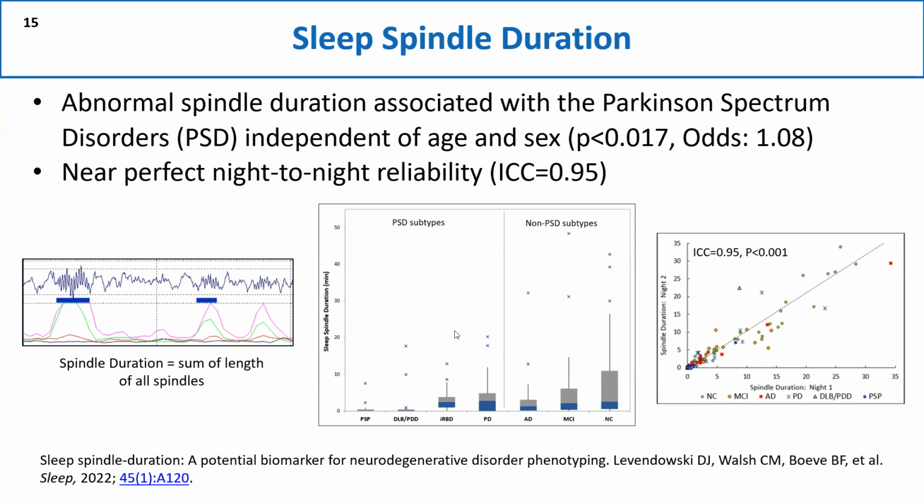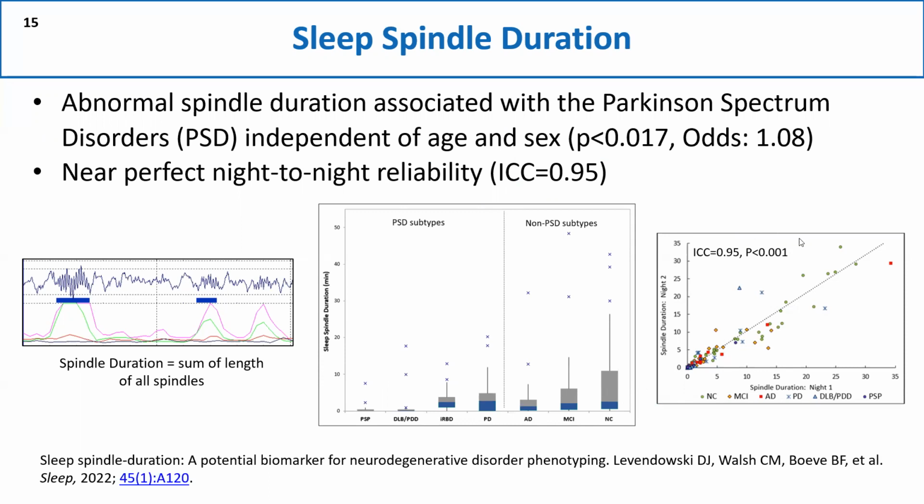And here you can see, when we look at spindle duration across our Parkinson's spectrum disorder groups, which include progressive supranuclear palsy, dementia with Lewy bodies, REM sleep behavior disorder, and Parkinson's disease, they have significantly less spindle duration, independent of age and sex, compared to our non-Parkinson's spectrum disorder groups, which include Alzheimer's disease dementia, mild cognitive impairment, and normal controls.